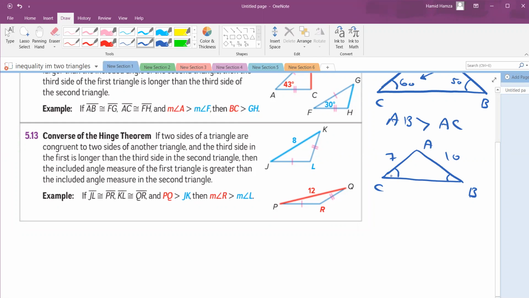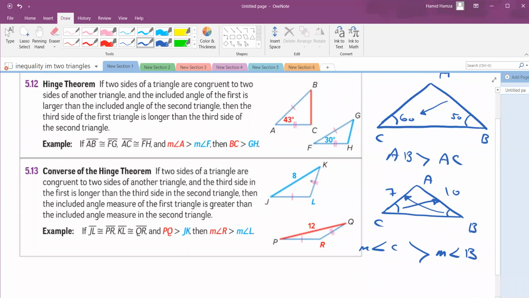The angle opposite to the longest side will be greater than the angle opposite to what, the shortest side. That means because angle C is opposite to 10, the side AB, and angle B is opposite to the shorter one. So that means the measure of angle C is greater than the measure of angle what? Angle B. Okay, guys, that's what we studied in a previous lesson. We compare between angle and side in the same triangle.